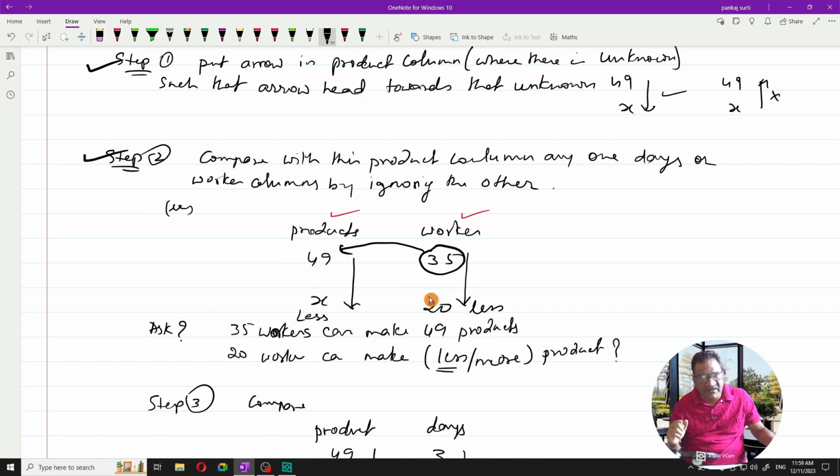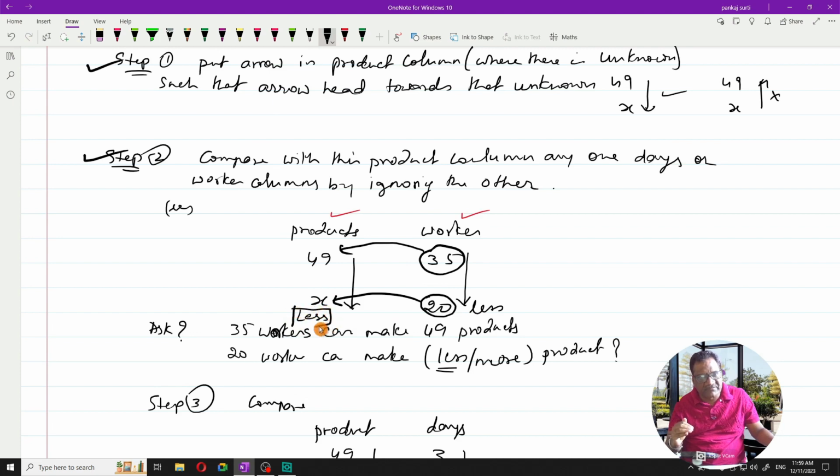Now if there are 20 workers, so the number of workers is reduced, how much product will they produce? 20 workers will produce how many products? It is very logical; you have to be very logical in answering in terms of less or more. When 35 workers work together, they produce 49 products. When 20 workers work together, the number of workers has been reduced. What will be the answer for this X? Obviously it will be less. Fewer products will be produced. So you write a less over here.